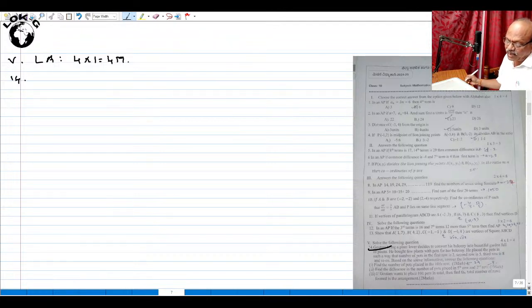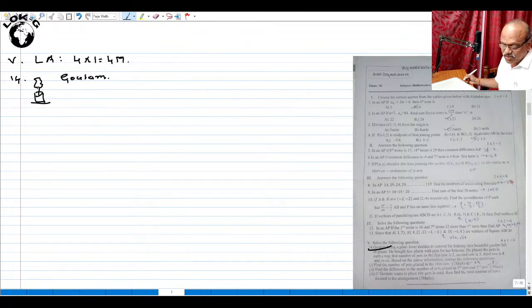Gautam, being a plant lover, decides to convert his balcony into a beautiful garden full of plants. He wants to have the pots in his particular garden like this. He wants to have the plants. It is a problem of Gautam, who is a plant lover. Yes, most of you must be plant lovers. He bought a few plants with pots for his balcony.